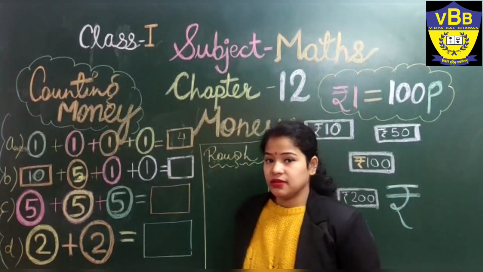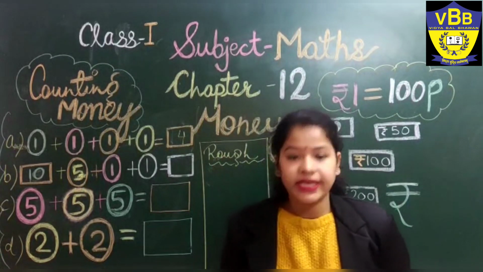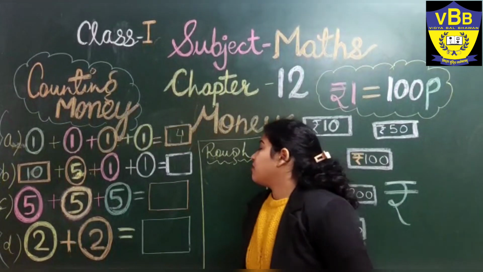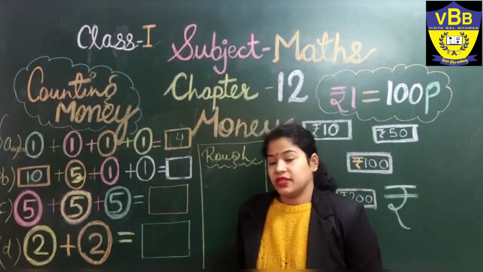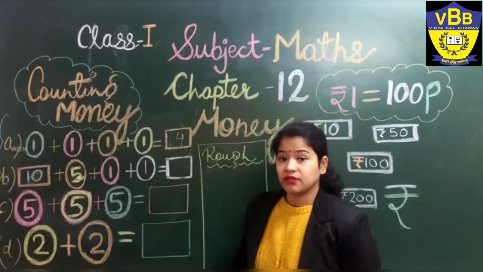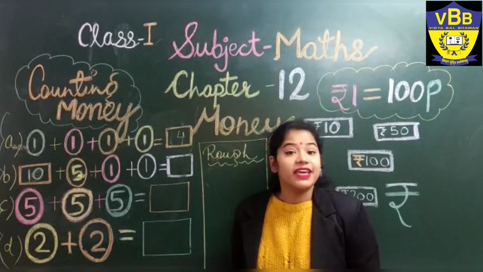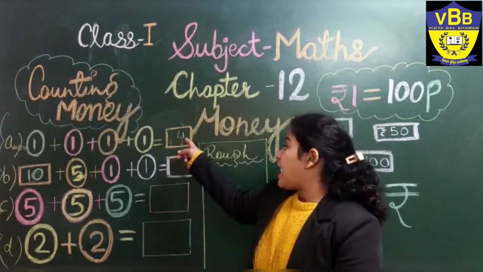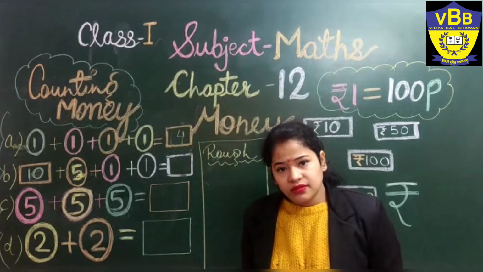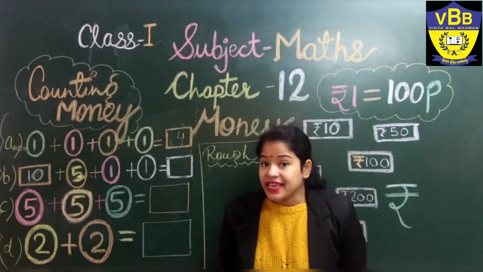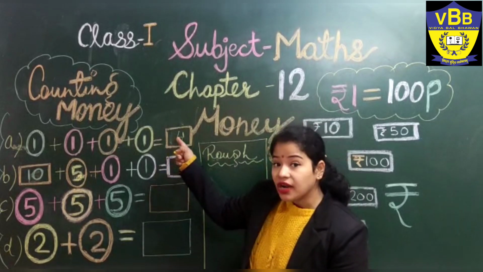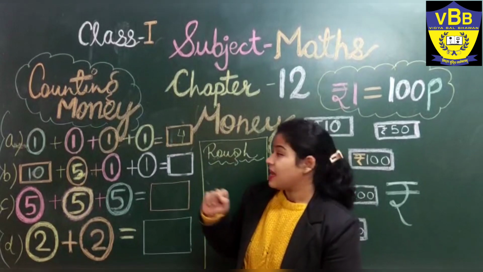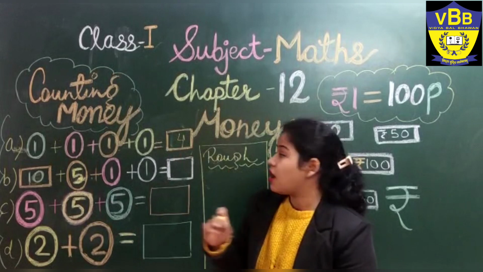I have written 4 here. Is it correct? Who will tell me whether I have written correctly or not? Observe it. I have written 4 here. Is it correct? Yes. Very good. Keep it up. I have written it wrong. Why is it wrong? Because I have not written the symbol of rupees here.